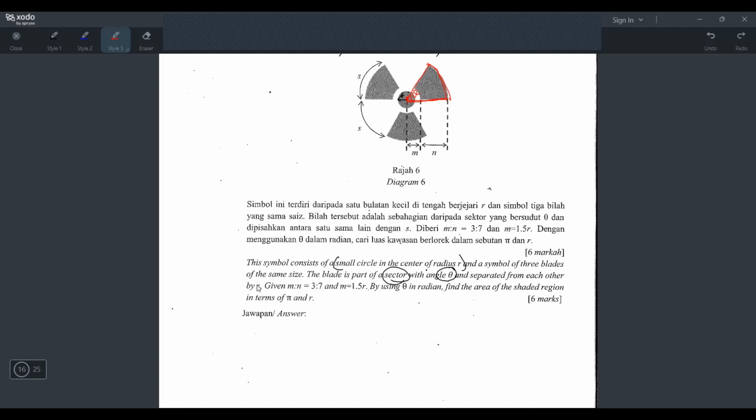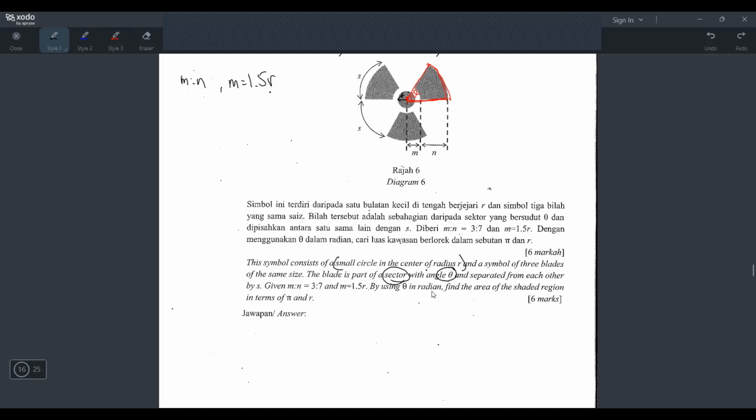Actually, I don't know, but it's fine. Let's keep reading first. Given M ratio N is 3 ratio 7. Okay, this is very important. So M is the distance here, N is the distance here, and the ratio is 3 to 7. And then M equals 1.5 R. Okay, I should write this down also, 1.5 R.